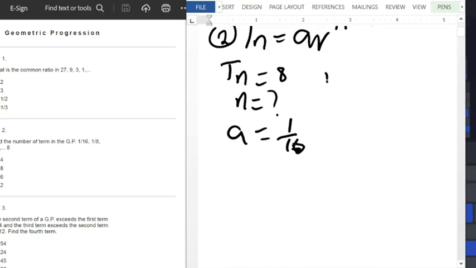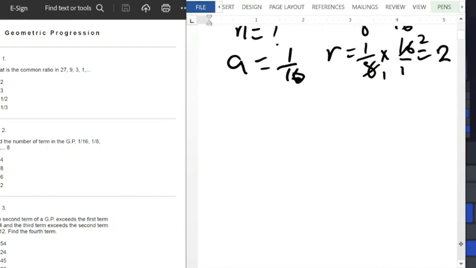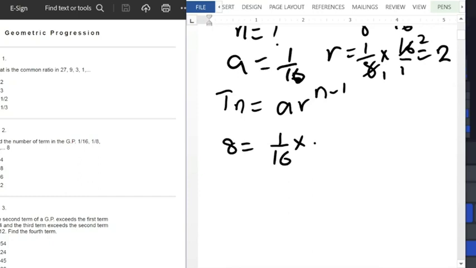The common ratio is T2 over T1. That is 1 over 8 divided by 1 over 16. So we have R equals 1 over 8 multiplied by 16 over 1. 8 into 8 is 1, 8 into 16 is 2. So the common ratio is 2. We now substitute all this into the nth term formula, Tn equals AR raised to the power n minus 1. So Tn is 8, equals the first term 1 over 16, multiplied by the common ratio 2 raised to the power n minus 1.